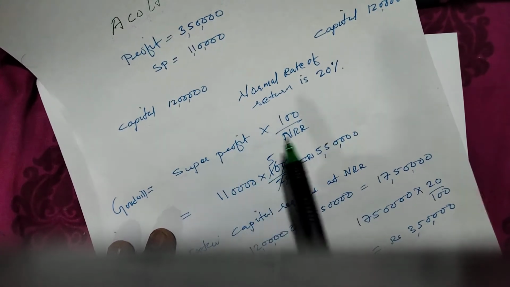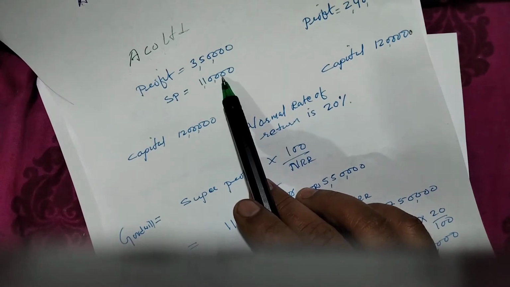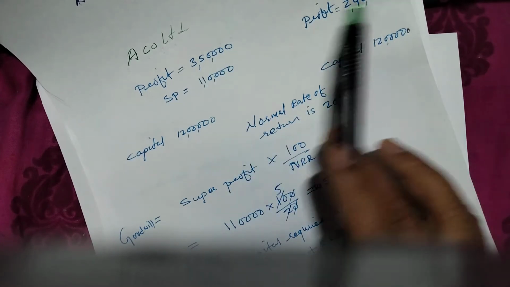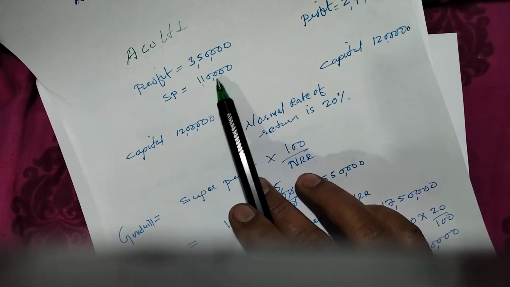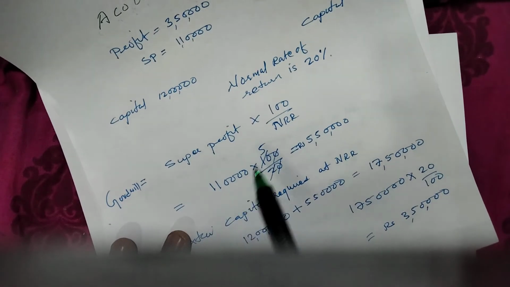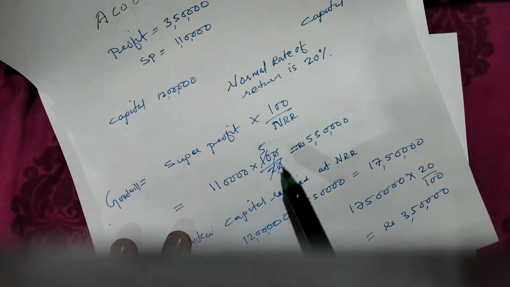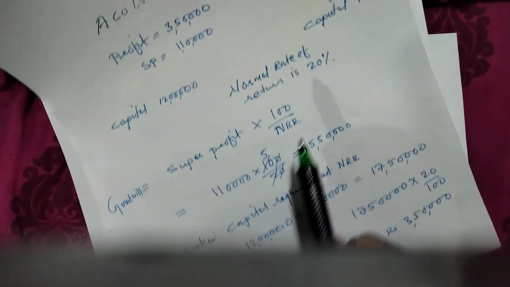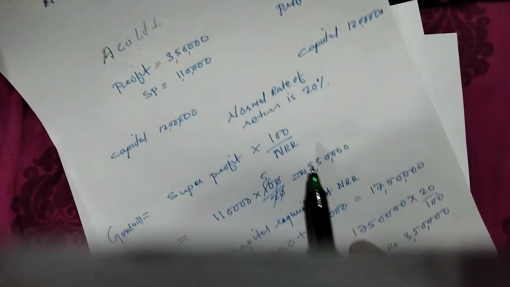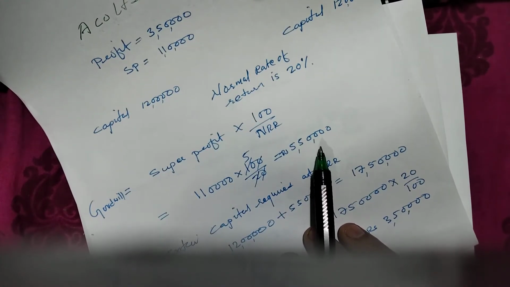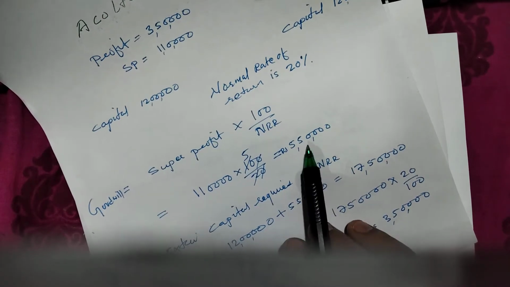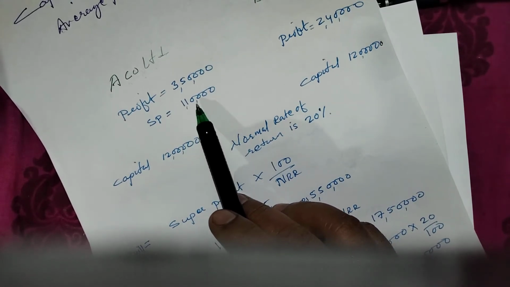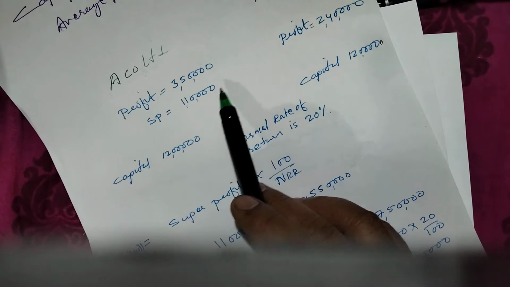So super profit is how much? It is 1,10,000. If you deduct 2,40,000 from 3,50,000, it will be 1,10,000. So this is super profit. So super profit into 100 by NRR, which is 20%. So this figure is 5,50,000. So this particular business has 5,50,000 goodwill. Because of this goodwill, this business is able to earn extra profit or super profit of 1,10,000.